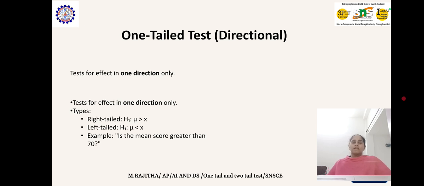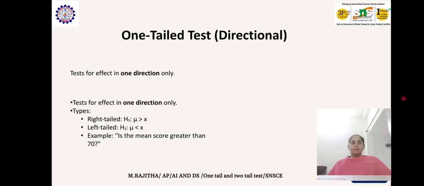Next, the one-tail test. A one-tail test, also called a directional test, is used when the alternative hypothesis predicts a specific direction of the effect. This means we are only interested in determining whether the sample statistic is either significantly greater than or significantly less than the hypothesized population value, but not both. For instance, we want to test whether the average score of students is greater than 70. We use a right tail test. In this case, the alternative hypothesis is H1: mu greater than 70.